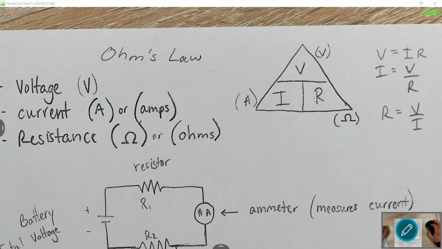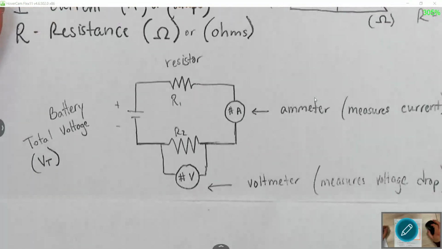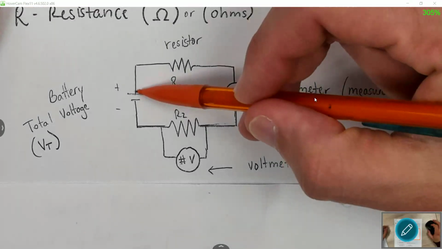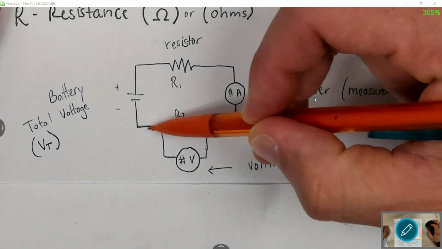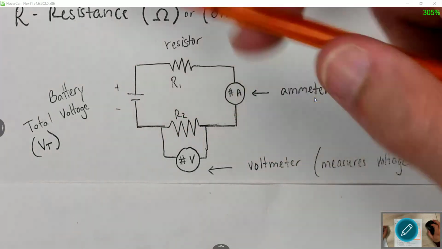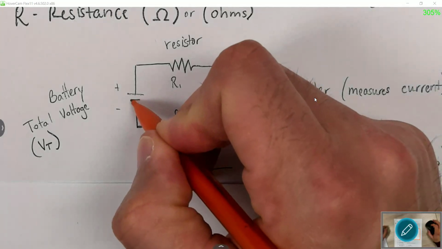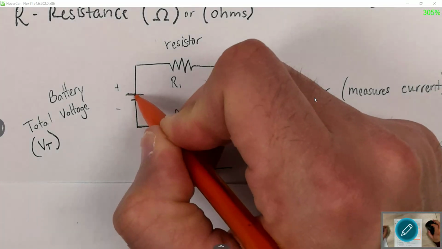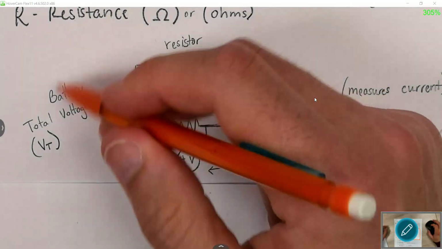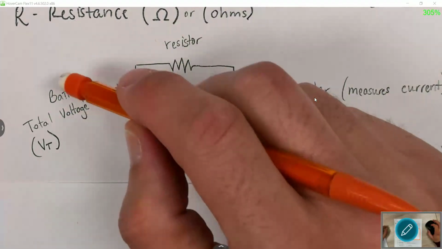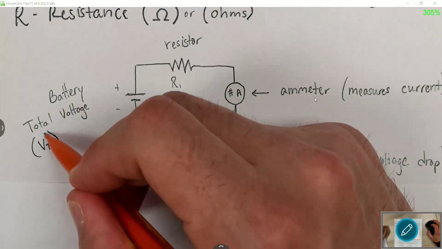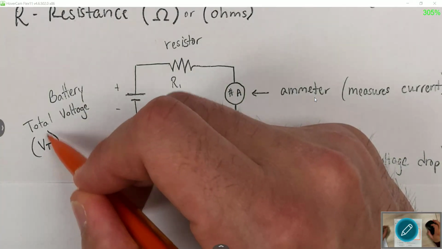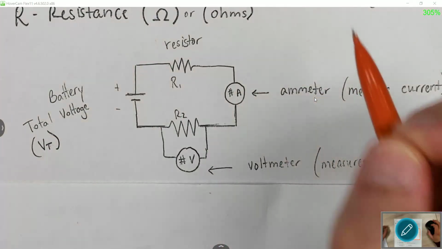So here is just a basic setup of a circuit. This outer piece is pretty much our wire through which the current is moving. This symbol here, where we have a short and long piece, that is our battery. Now the battery is going to be equal to our total voltage, so voltage with a subscript capital T for total voltage.